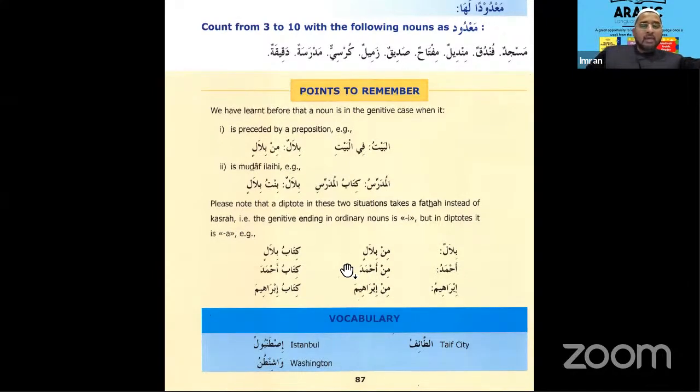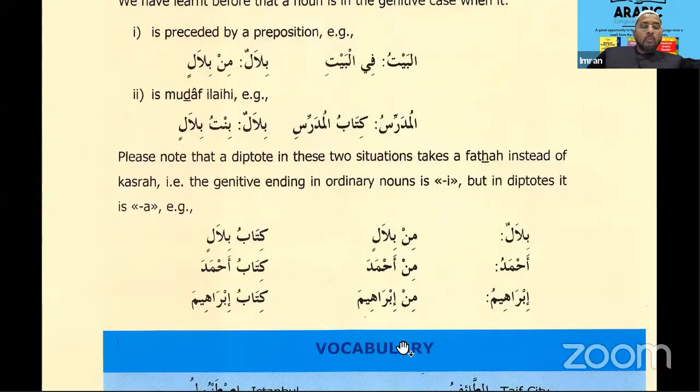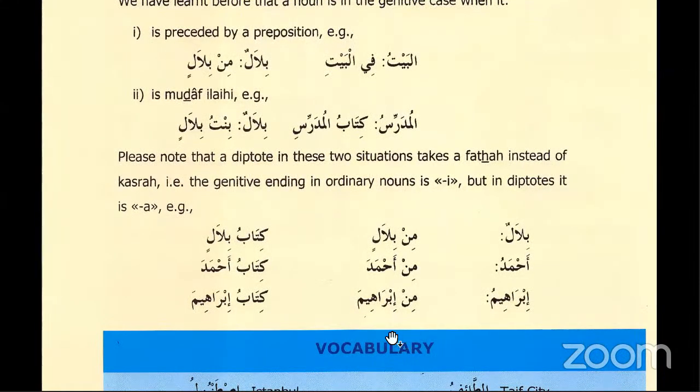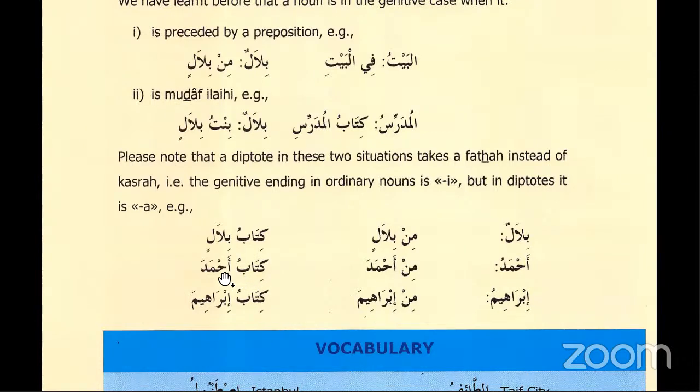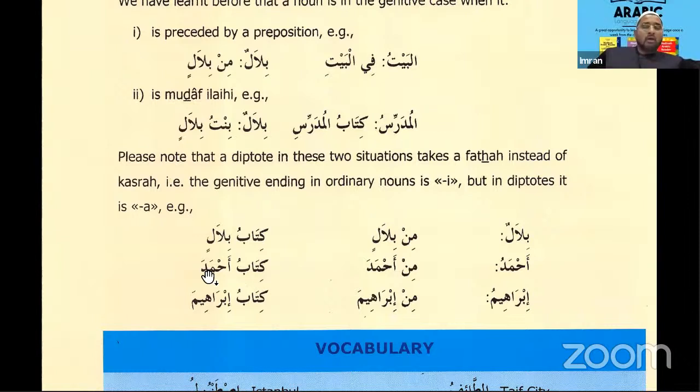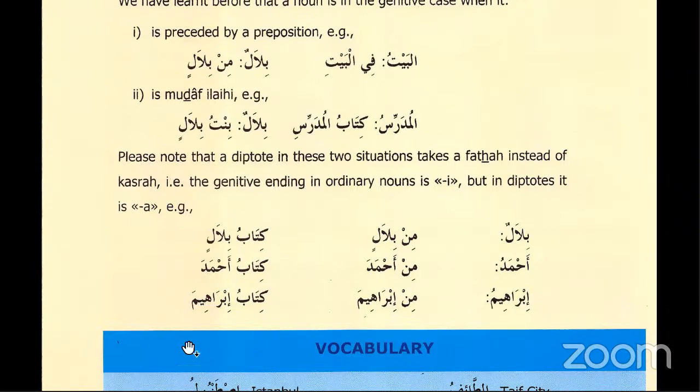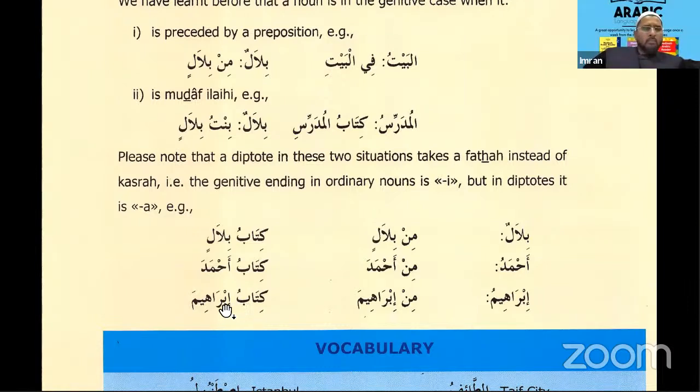Excellent. Min Ibrahim, is it min Ibrahimin or min Ibrahima? Min Ibrahima. Why? Because it's a non-Arabic name. Kitabu Ahmada. Why is it Ahmada? Why can you not say Kitabu Ahmadin? Non-Arabic name again? Exactly. And Kitabu Ibrahima, it should be Ibrahimin.